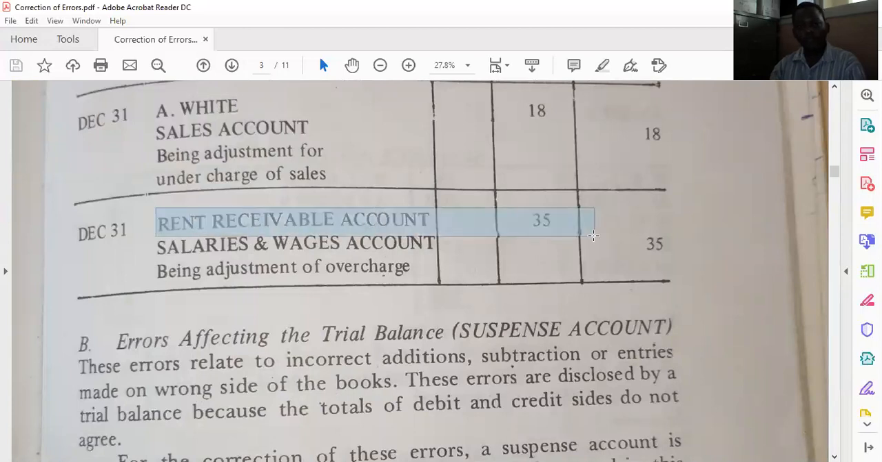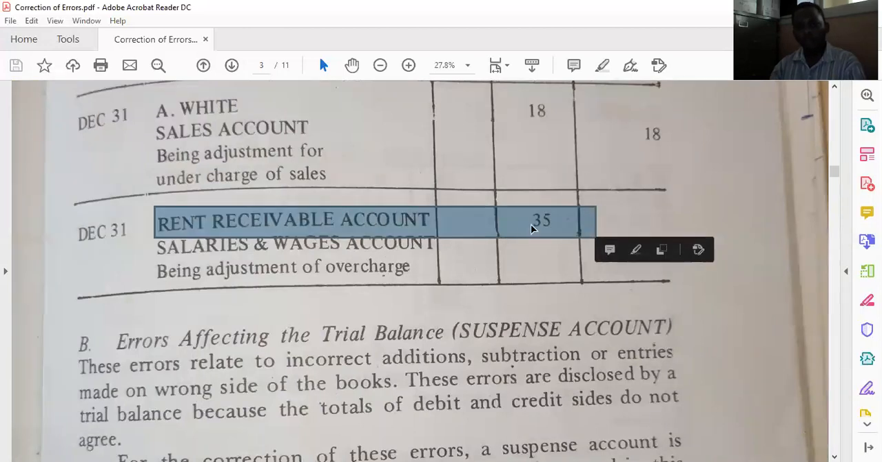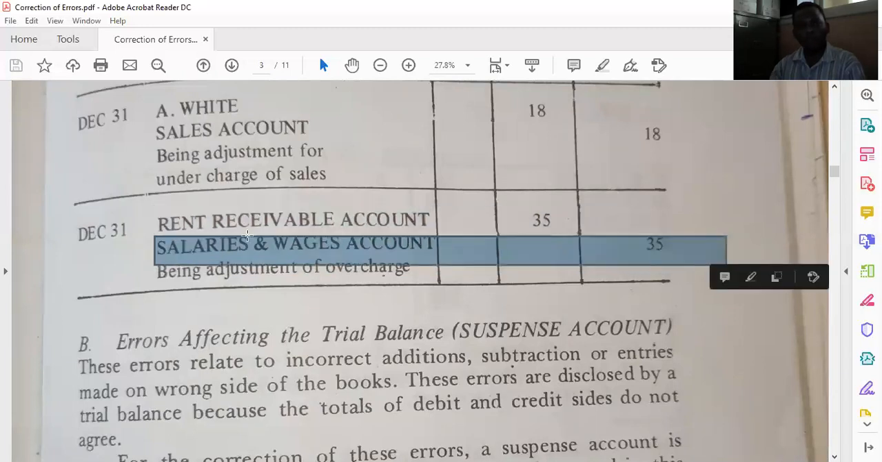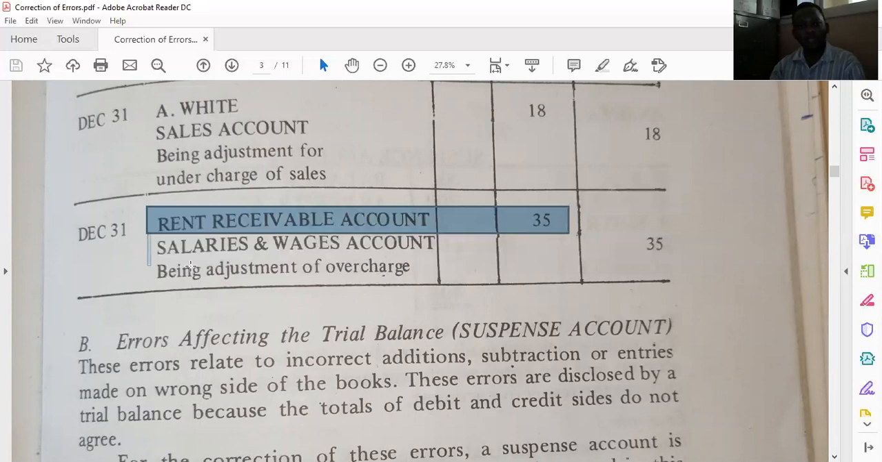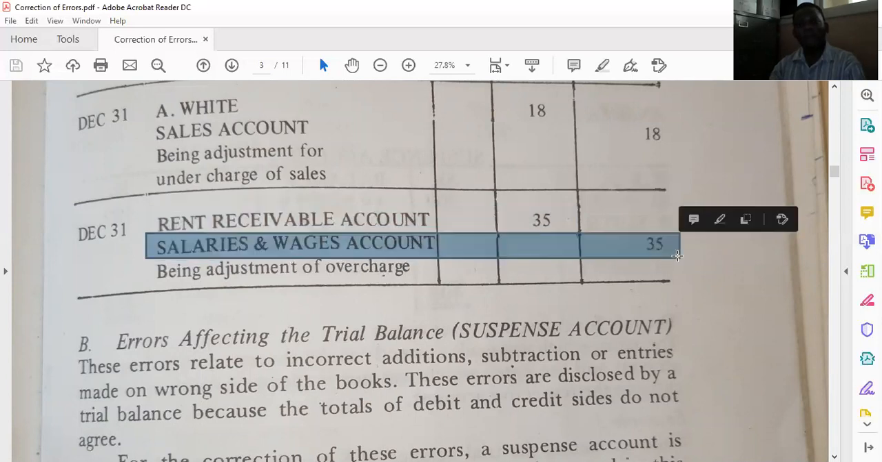So debit rent received account by 35 and credit salaries and wages account by 35 shillings.